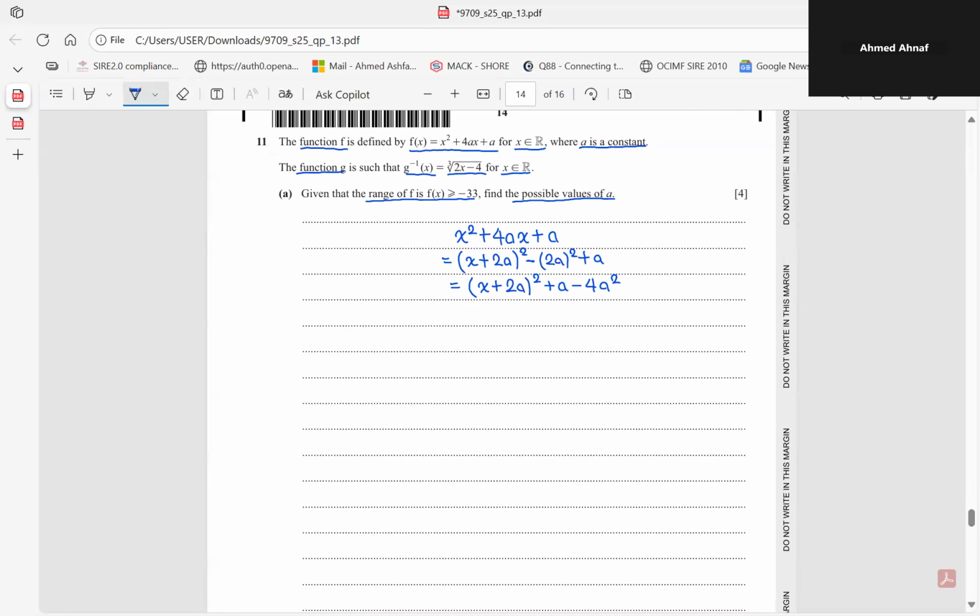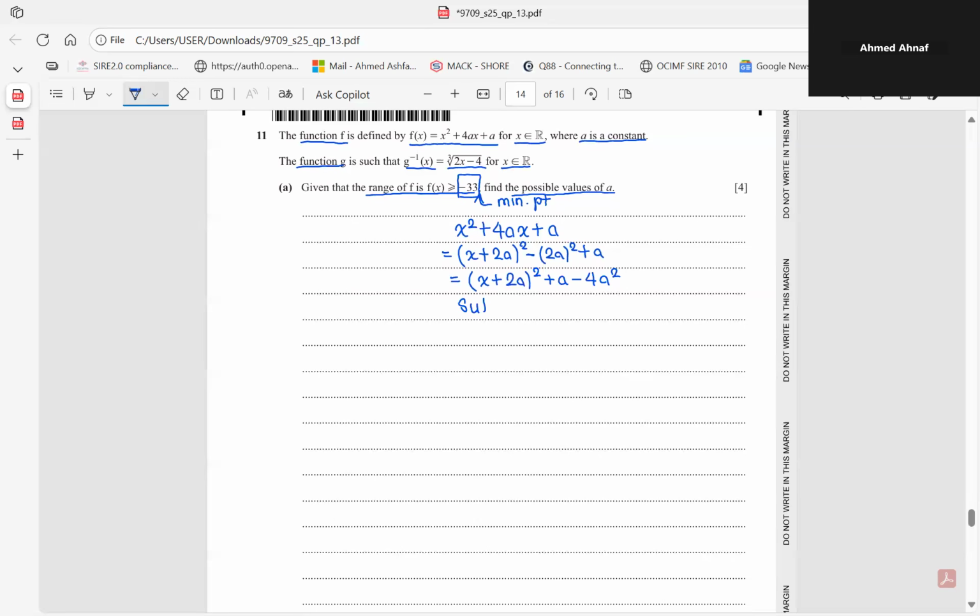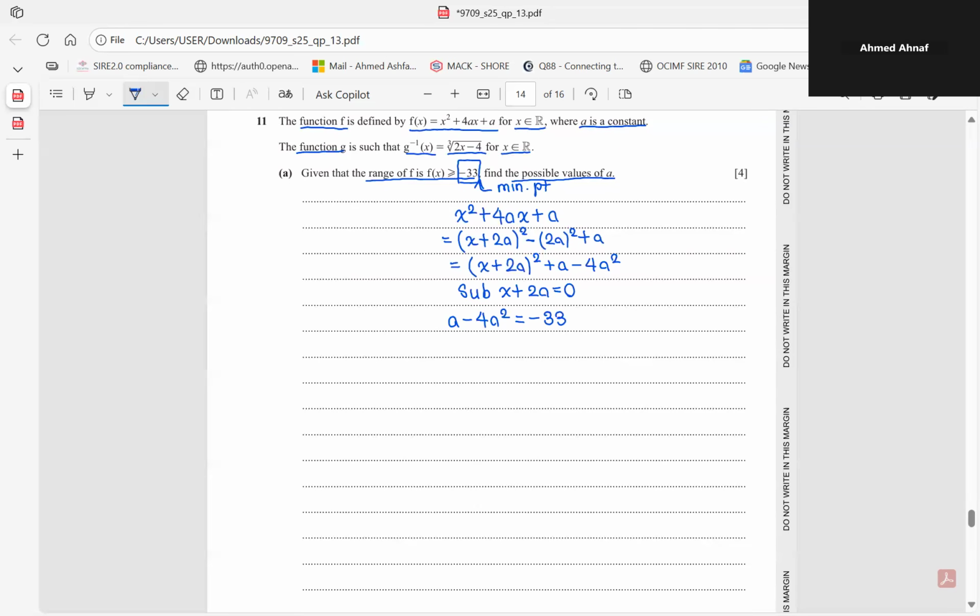minimum point of this in terms of a, because this -33 is actually the minimum point or the turning point, the y coordinate. So we can sub x plus 2a equals to 0. So you'll get a minus 4a squared equal to -33. So this would just be 4a squared minus a minus 33 equals to 0. And now we've got a quadratic in terms of a.